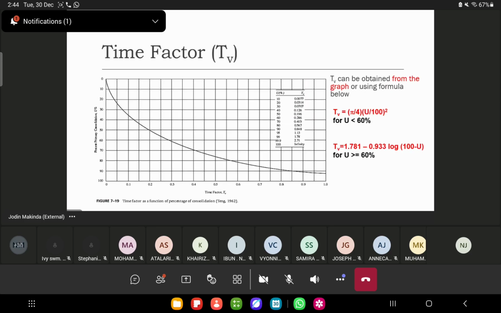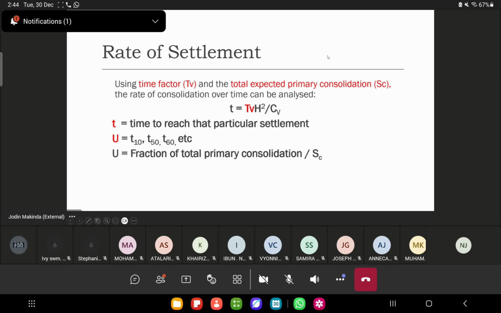Why is this important? Because you look into the equation here.